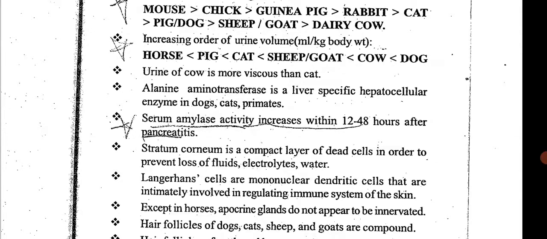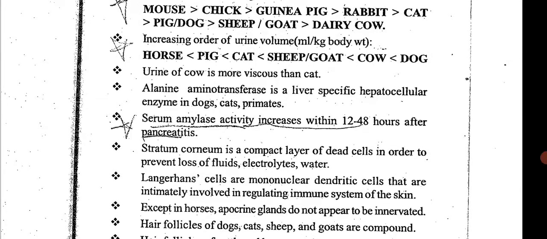Alanine aminotransferase is a liver specific hepatocellular enzyme in dogs, cats, and primates. Primates such as humans.